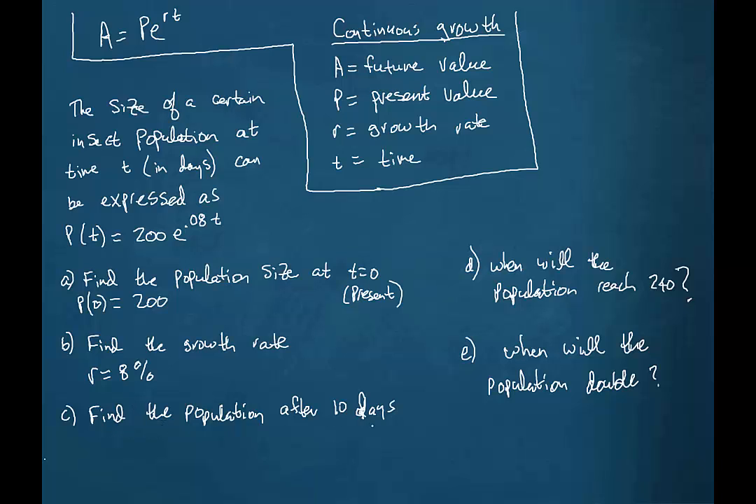Find the population after 10 days. So that means then that we're going to find P of 10. So in other words, plug 10 in for t. So we'd have P of 10 equal to 200 times e raised to the 0.08 times 10.